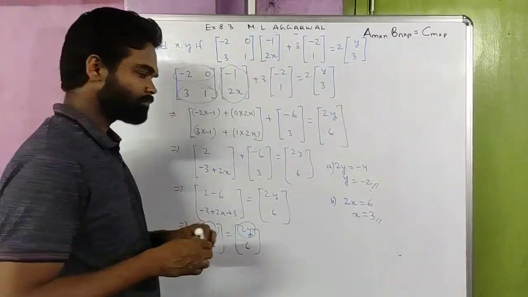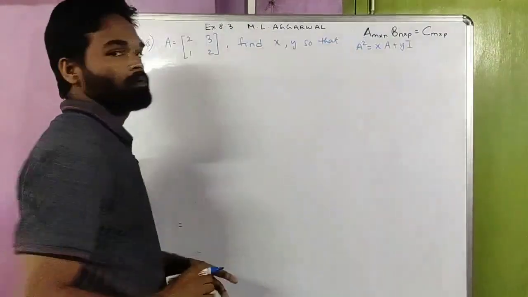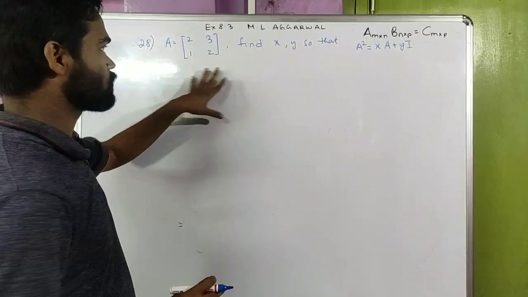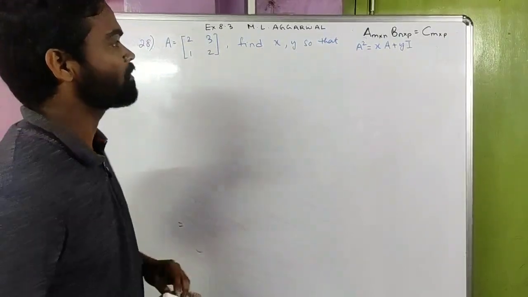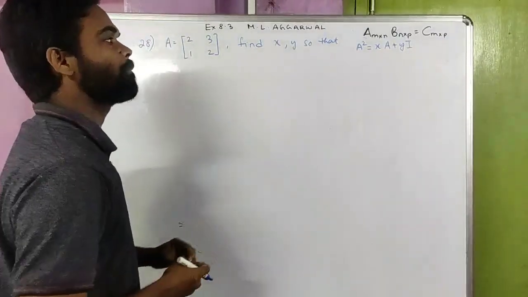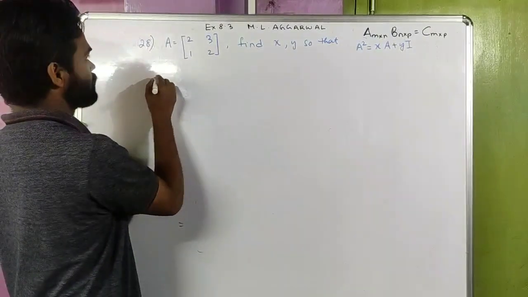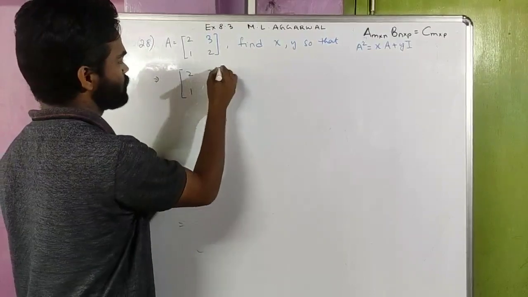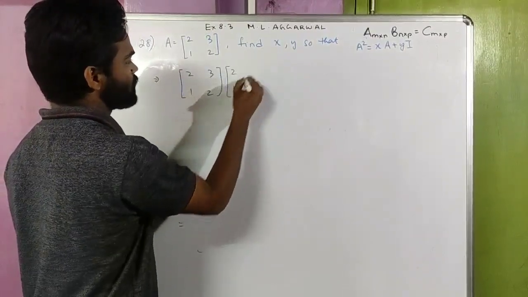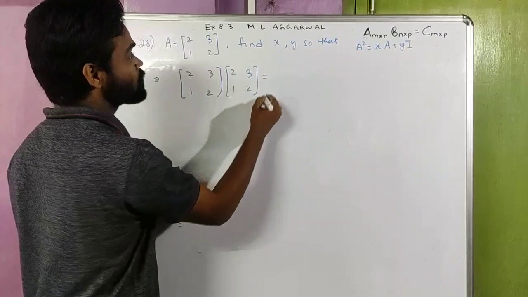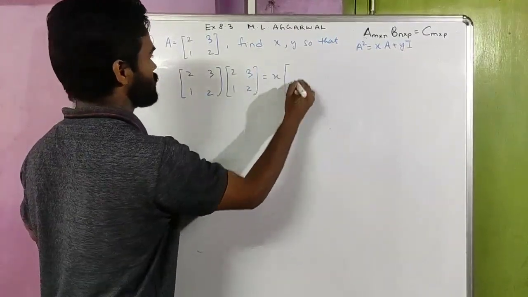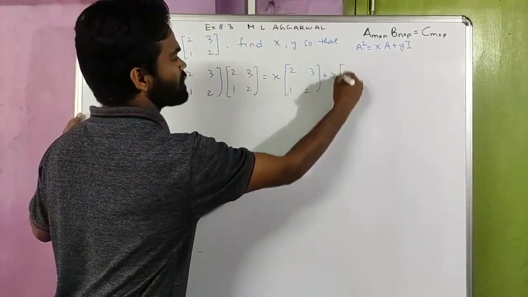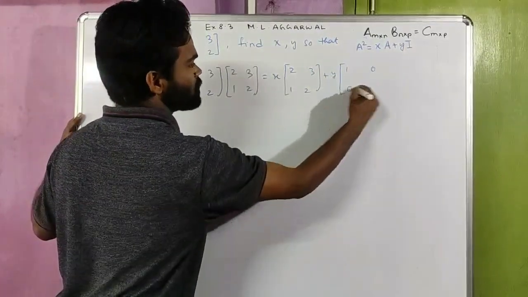Okay. Now we look at the next sum. Now look at sum number 28. They've given a matrix A, 2 cross 2. Find x and y so that A square equals to xA plus yI. Now look. A square is [2, 1; 3, 2] times [2, 1; 3, 2], equals to x times A, where A is again [2, 3; 1, 2], plus yI. I is a unit matrix, [1, 0; 0, 1].